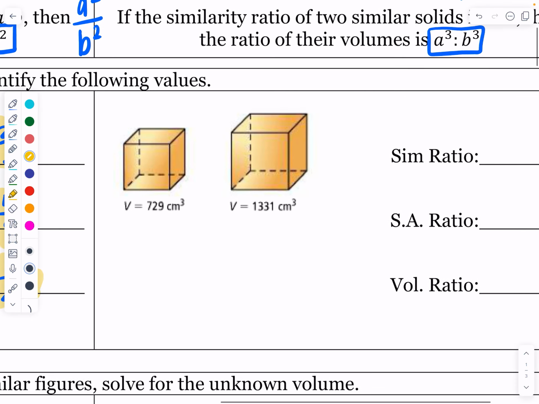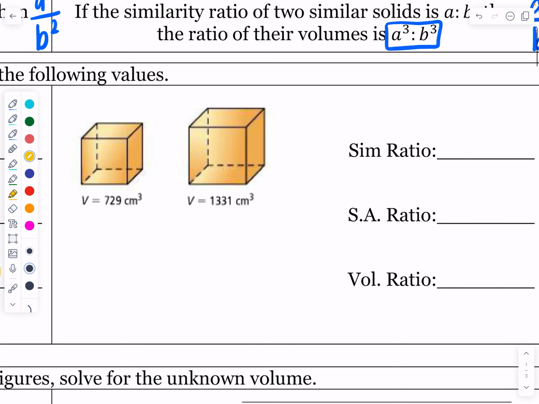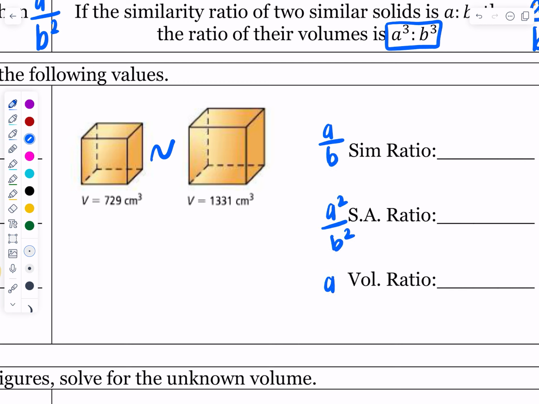All right, let's look at our next one. Our next problem, they give me two shapes that are similar, it says in the directions, and it gives me a volume ratio. So let's start A over B. A squared over B squared is surface area. A cubed over B cubed is volume.